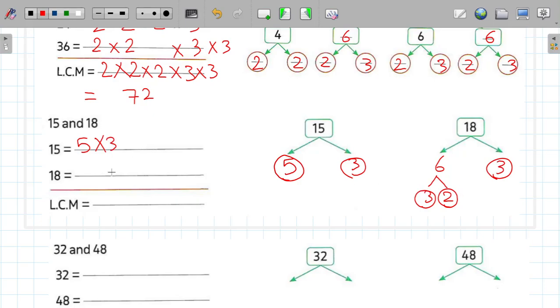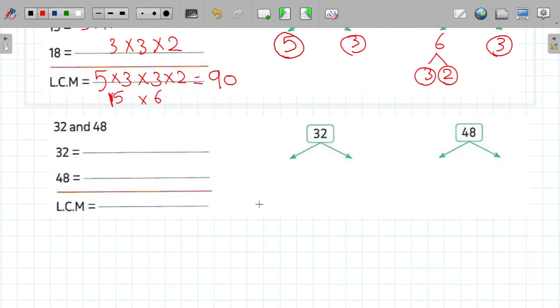So I will write 3 under 3. And next I have 3 and I have 2. The first column here I have 5. The second one I have 3. The third one I have 3. And the fourth one I have 2. So it will be 5 by 3 by 3 by 2 equals 90. Okay? Because 5 by 3 equals 15. And 3 by 2 equals 6. And 15 by 6 equals 90.